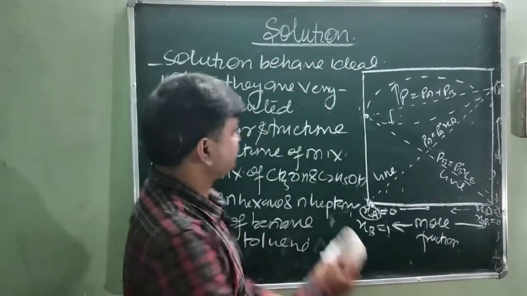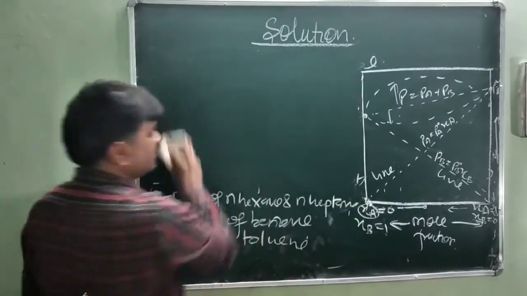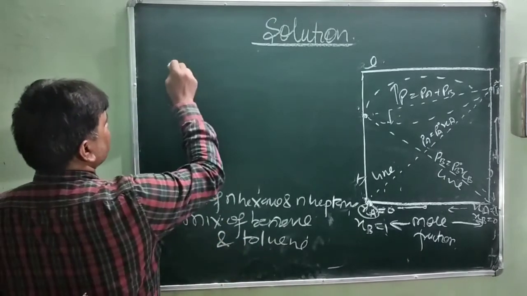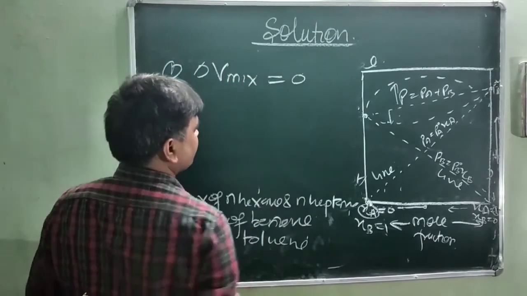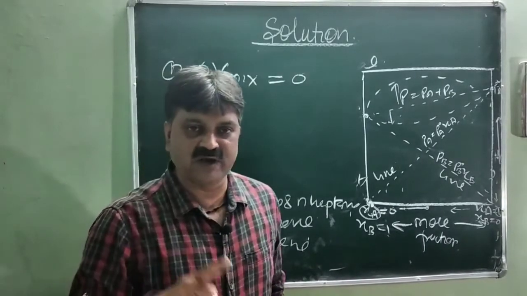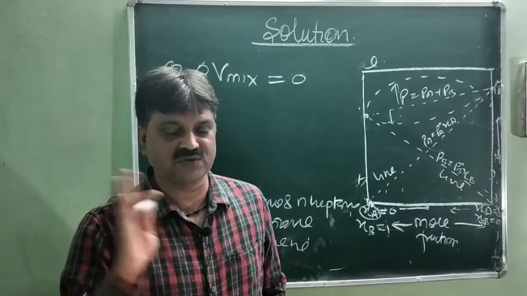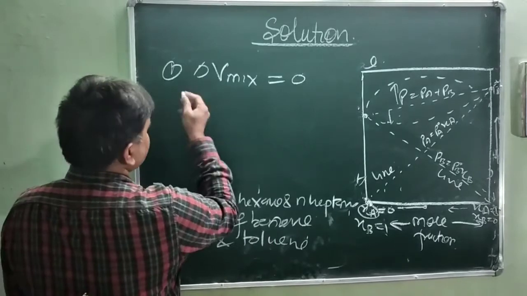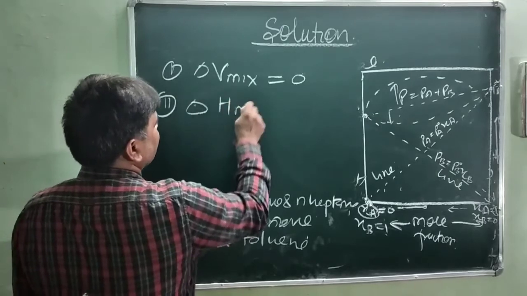That is, first one is this. The first criterion: delta V mixture is equal to 0. Means there is no change in the volume when A and B are mixed with each other. Their values should be the same. Delta V mixture is equal to 0. There is no decrease or increase in the volume after mixing. When delta V mixture is 0 and second is delta H mixture, the enthalpy of mixing, is 0.